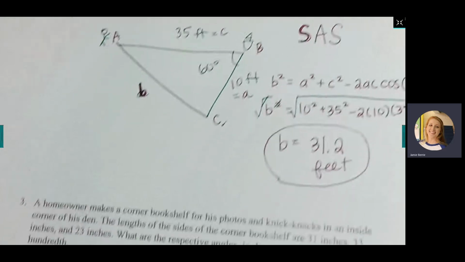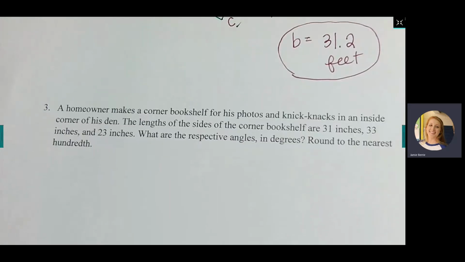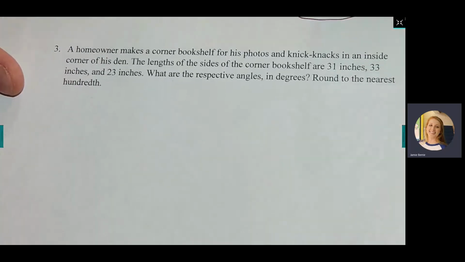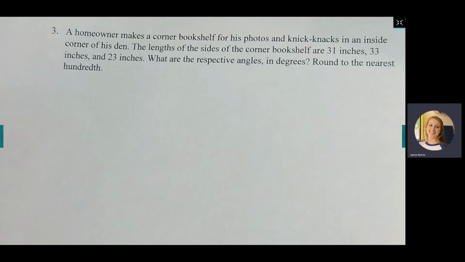All right, then we have this question about a bookshelf. I feel like it's a little bit longer. It says a homeowner makes a corner bookshelf for his photos and knickknacks in an inside corner of his den. The lengths of the sides of the corner bookshelf are 31 inches, 33 inches, and 23 inches. What are the respective angles in degrees? Round to the nearest hundredth. Yep, side, side, side.